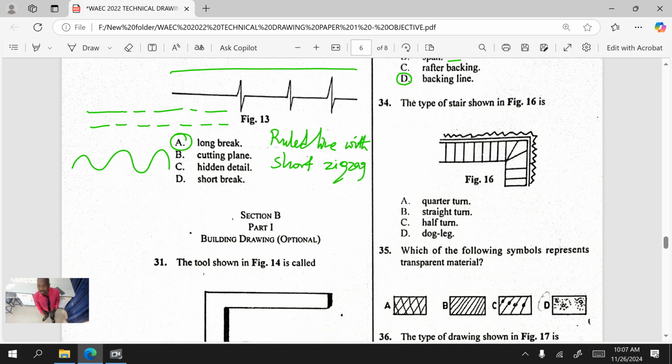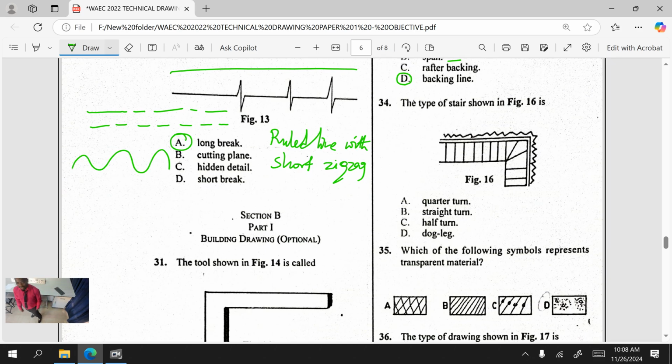So we go to question 34. The type of stairs shown in figure 16 is, can you see this type of stairs? It is not half turn. If it is half turn, we will be seeing a square here, like this, as the landing.